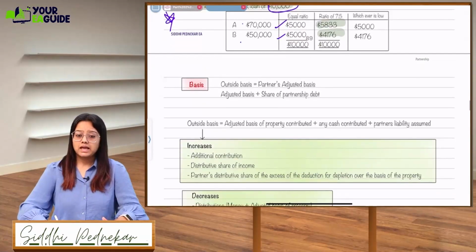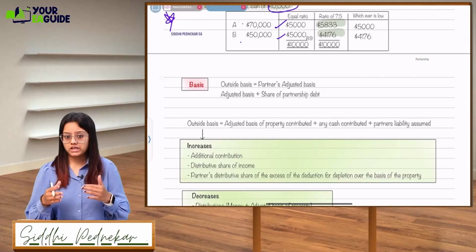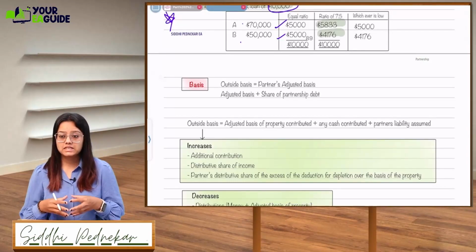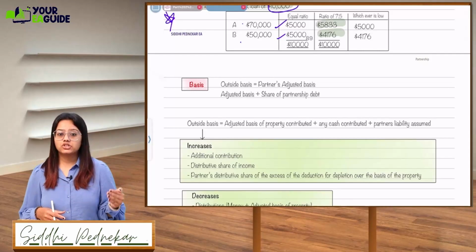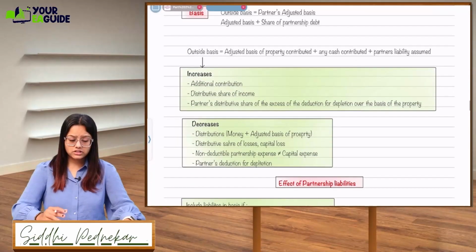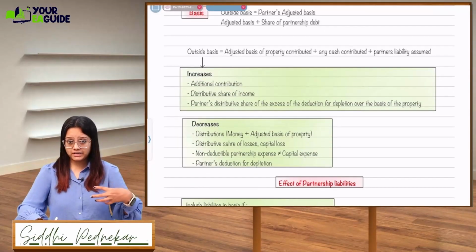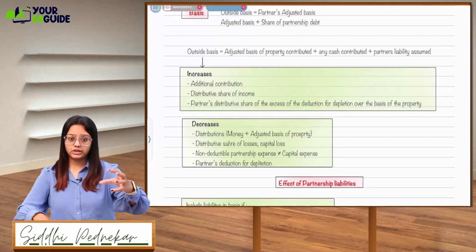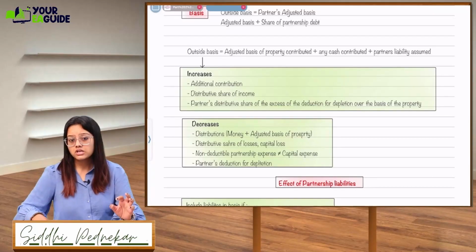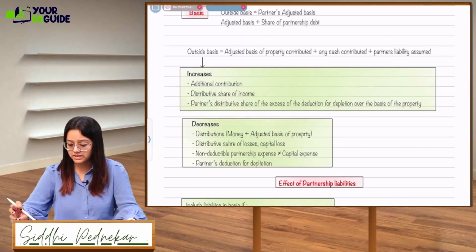Now basis, as I made you understand, inside basis, outside basis. Outside basis is something which is called the partner's adjusted basis, adjusted basis plus share of partnership debt. In the case of outside basis, whatever is the partner's basis, that is the outside basis for the partnership firm. Anyways, at the time of liquidation, they will have to repay that amount to the partners. So that is why it is called the outside basis.